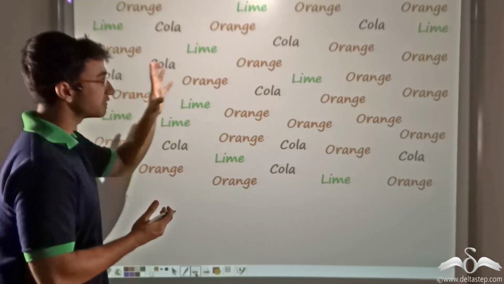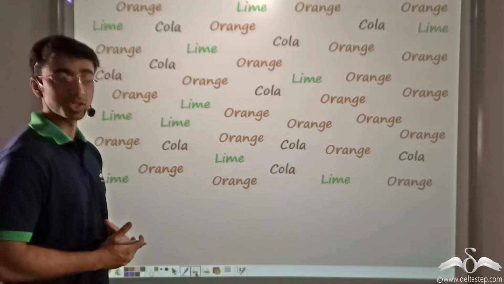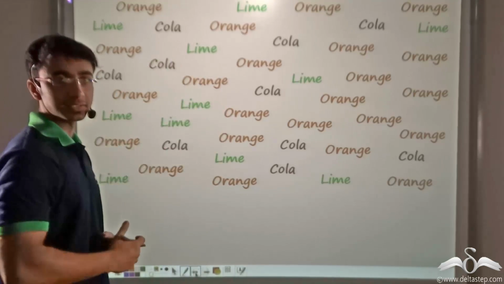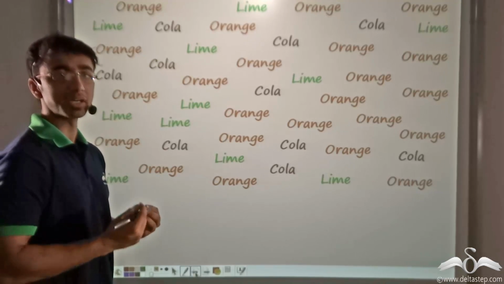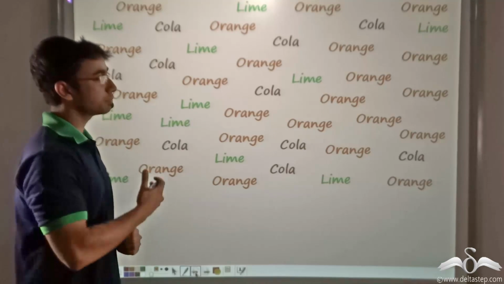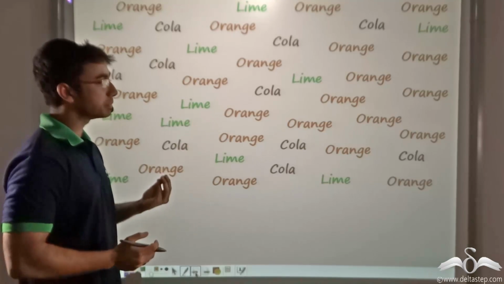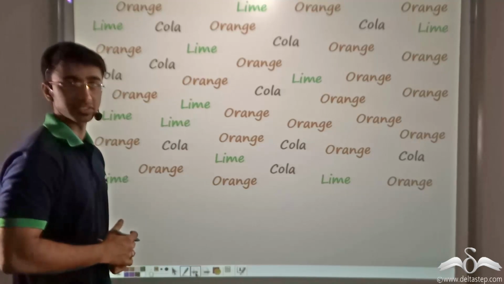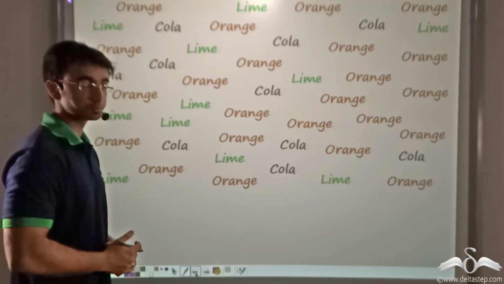The employee cannot give this raw data to his boss because his boss is a busy man. And one look at this raw data is not going to convey any particular information. So what does the employee do? The employee proceeds to counting how many people have opted for orange, lime, and cola respectively. So let us help him do so.